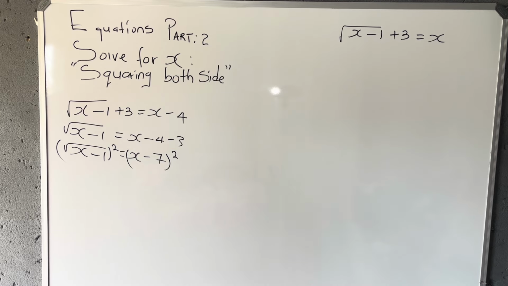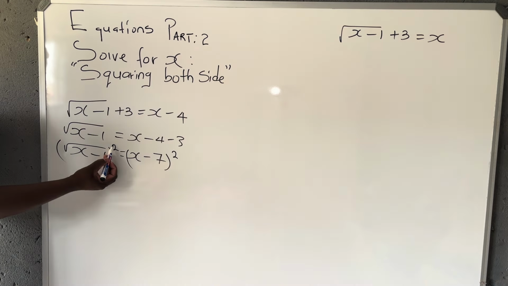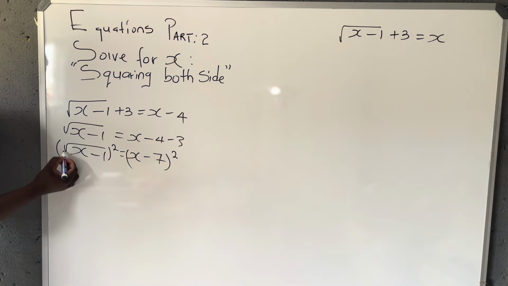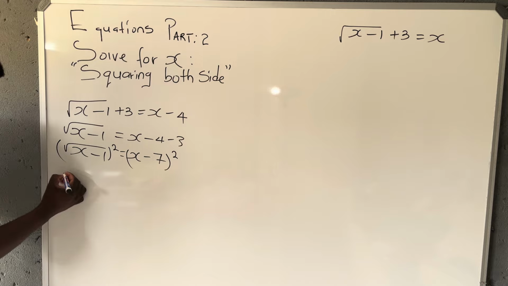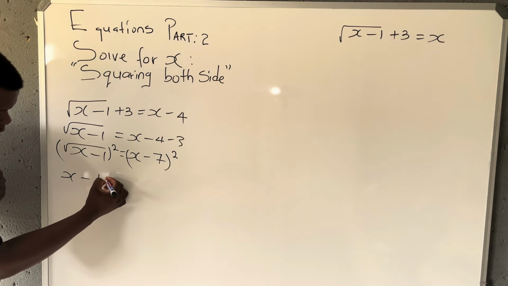This lesson is also for grade 11 as well. Remember, it's grade 12. 90% of what we're doing, if not 60-70%, comes from the previous grade. So what does this 2 do to this? It just gets rid of the root. So we just remain with x minus 1.